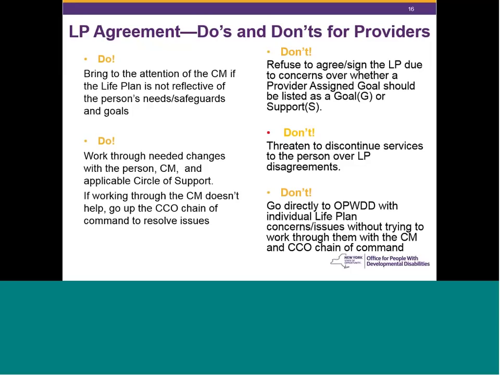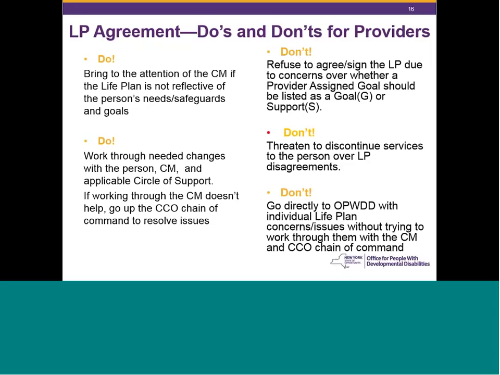So we're also saying to providers, don't refuse to agree or sign the life plan due to concerns over whether a provider assigned goal should be listed as a goal or support. That's one of the areas that we have heard about, and we're helping providers understand that either a goal or a support can be included in a staff action plan and appropriate to support the billing of their services. Don't threaten to discontinue services to the person over life plan disagreements. That's the last thing we want, is for families or individuals receiving services to feel like this process is threatening their ongoing delivery of services. So that's not a way to resolve a dispute. It's really got to be a collaborative approach and using your system of support to resolve issues.